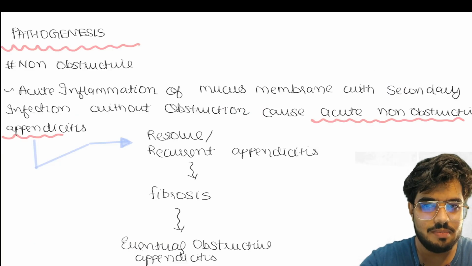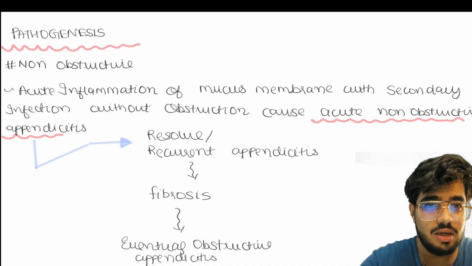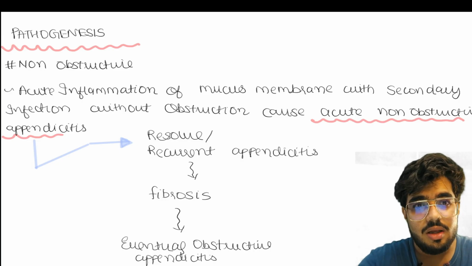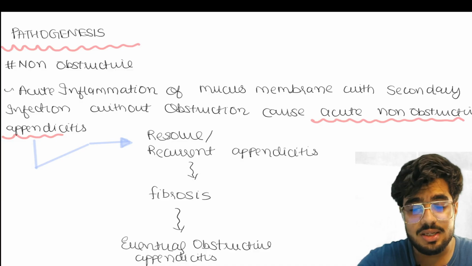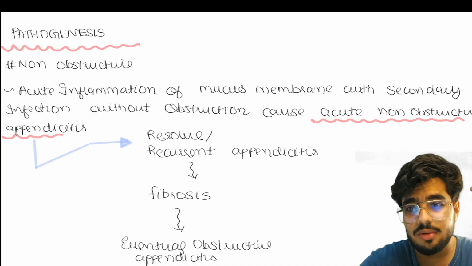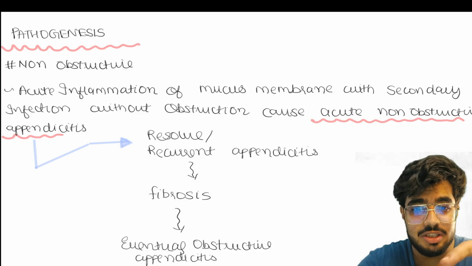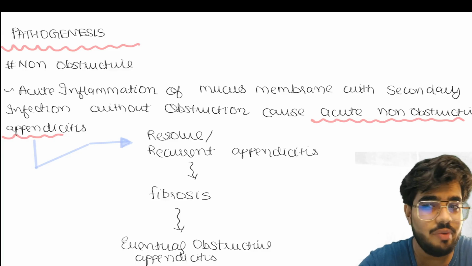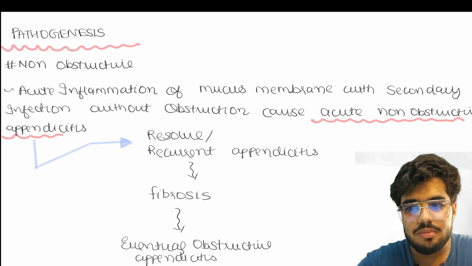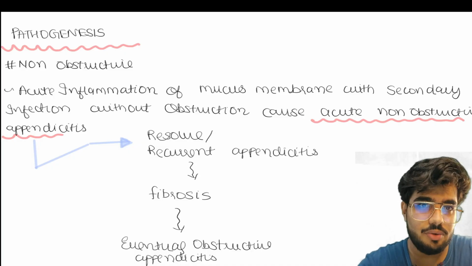So we're going to learn this. First we're going to learn about non-obstructive. In non-obstructive there is no obstruction of the appendix initially. The infection spreads from somewhere else, यानी large intestine या small intestine से ये infection spread होता है and that reaches the appendix, and that will lead to the secondary infection without obstruction, and that will lead to acute non-obstructive appendicitis.